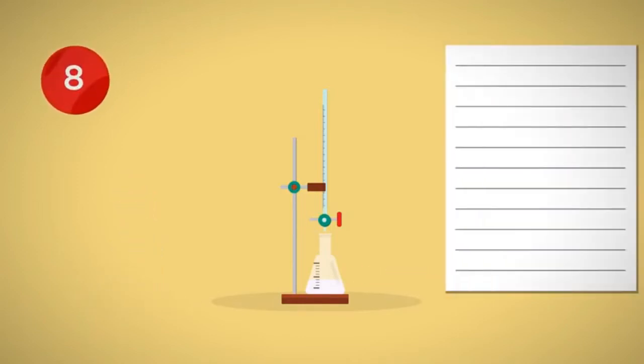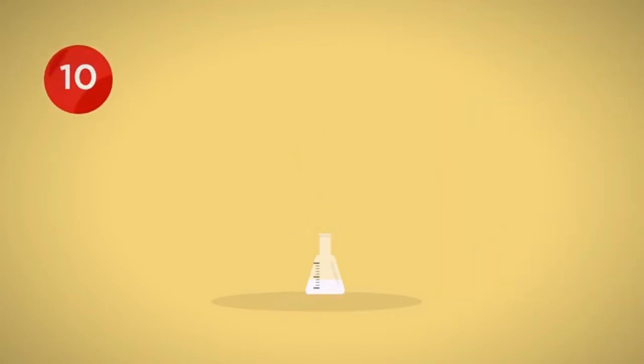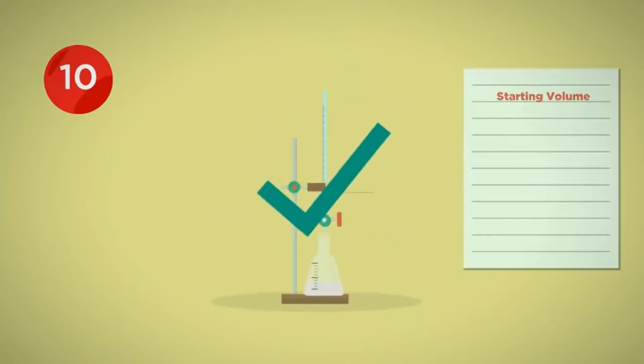8. Record the final volume. 9. Subtract the initial volume from the final reading. This gives you the volume of the solution added. This volume is called the titre. 10. For an accurate experiment, you should repeat this experiment a few times until you get consistent values for the titre.